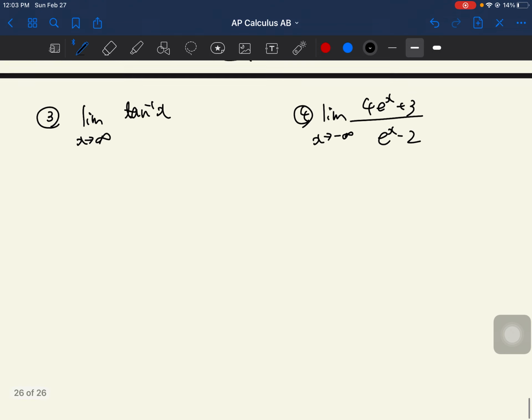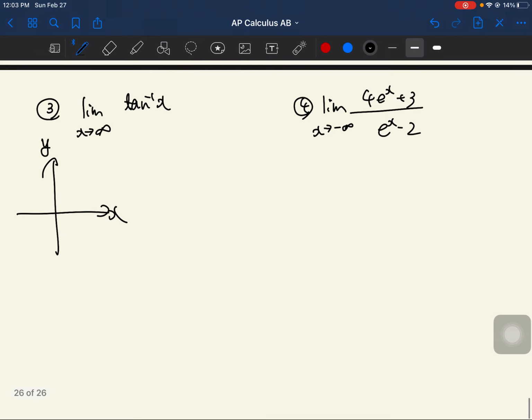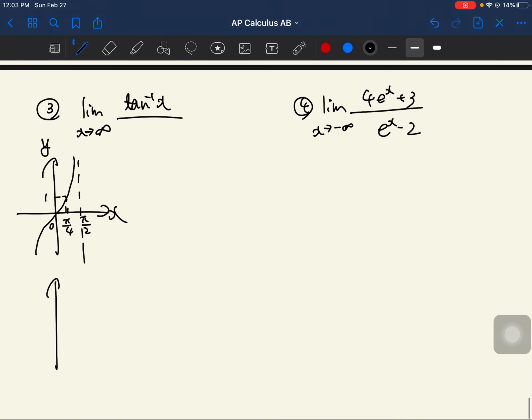Okay, then let's work on the next question. This one is a bit tricky. The limit of inverse tangent of x as x approaches infinity. In this case, I highly recommend you just sketch a graph first. Do you know the tangent graph? It's like this. Then pi over 4, then 1. It's like this. And you will remember what the inverse graph is.